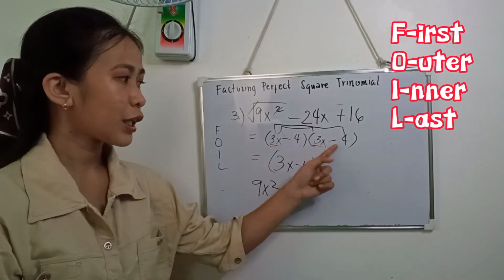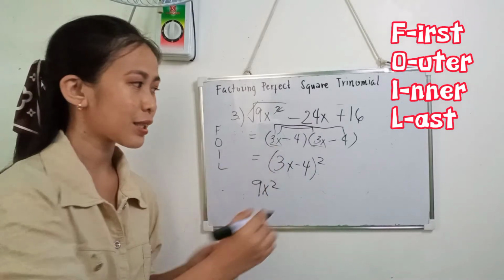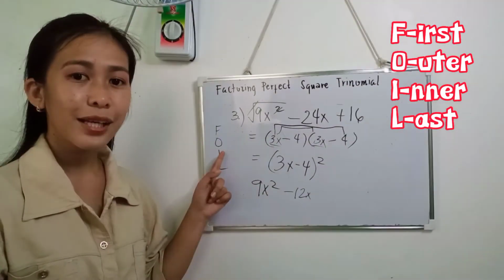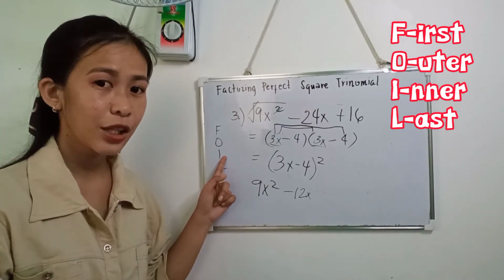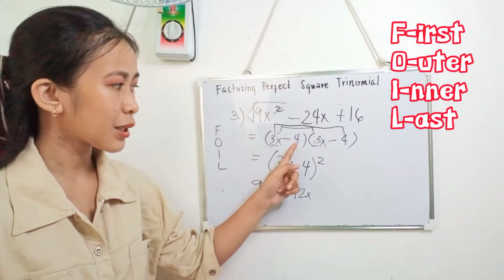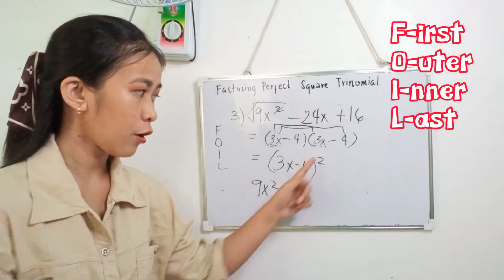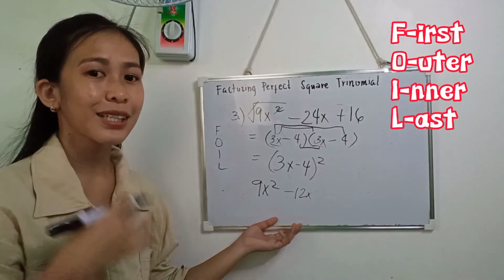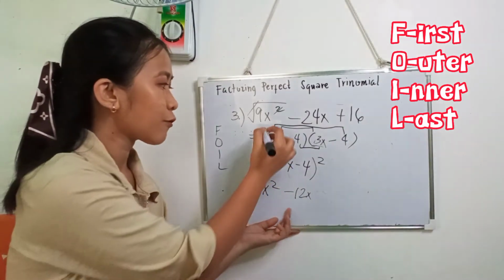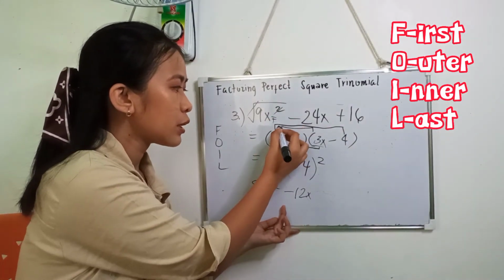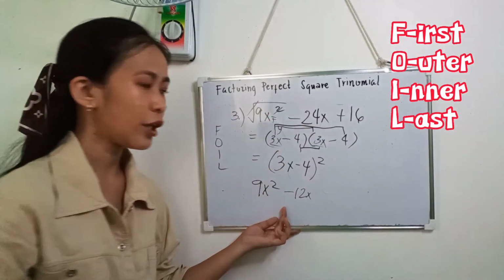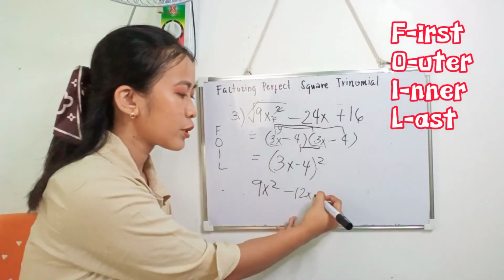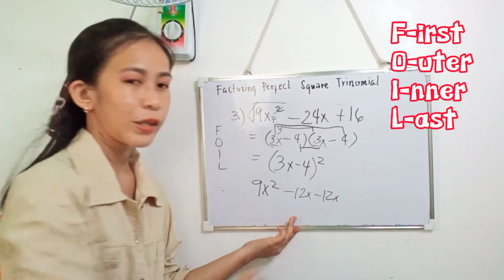Tama? So, negative 4 times 3x, that is negative 12x. Right? And then, let's move on to the inner part. Ang ating inner part is yung dalawang nasa loob. Ito. Yan, si negative 4, tsaka si positive 3x. That is the inner. So, again, this is first, this is outer, and this is inner. Yan. Negative 4 times 3x, that is, of course, negative 12x.